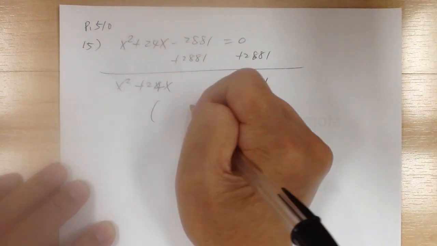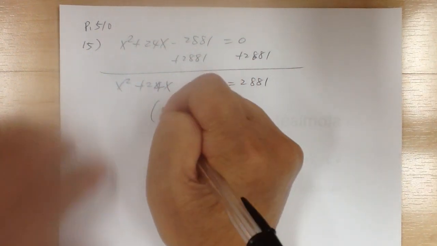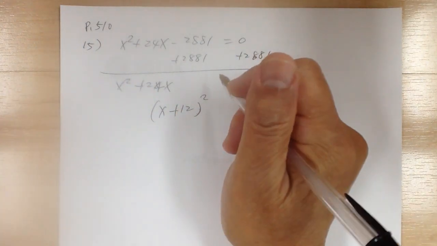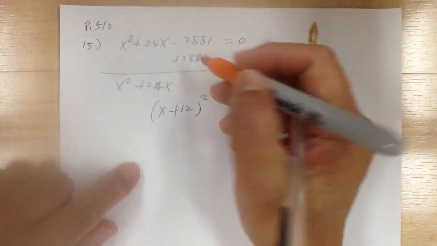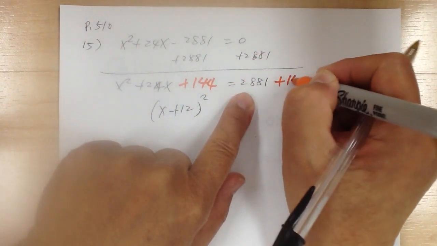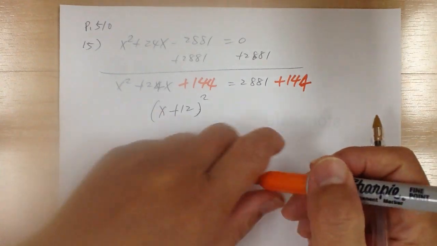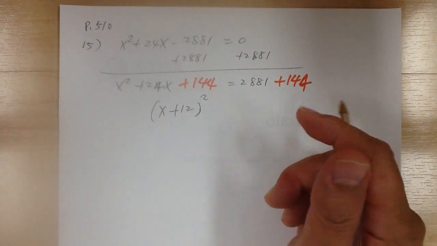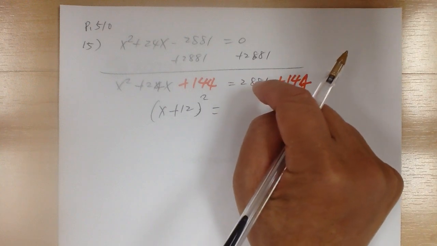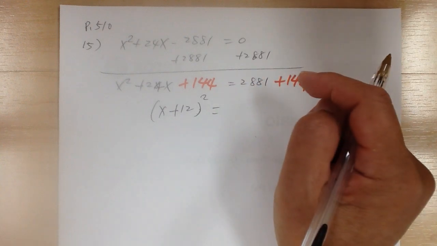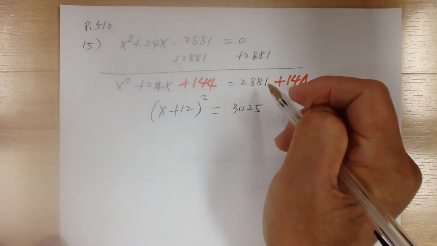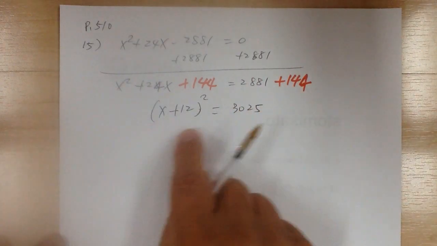Okay, go ahead and get your template ready. So you're going to have an x. From here, you need to have plus 12. Okay, and so the number that you need would be plus 144. So you need to have plus 144 on this side. Okay, so now this side, you're going to just add this together. Okay, you're going to get 3025. Okay, take the square root on both sides.